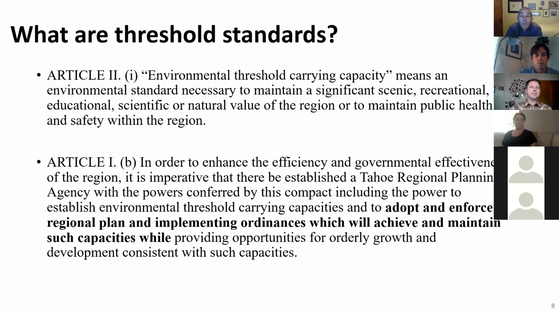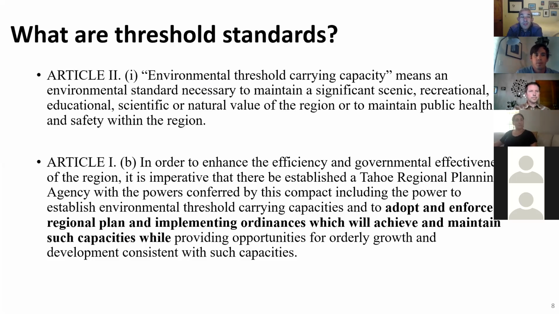So here we're going all the way back to the bi-state compact that directed TRPA to establish these environmental standards. We refer to them as threshold standards. In the compact, they're formally referred to as environmental threshold carrying capacity, but then defined as an environmental standard. And you can see the compact both defines what these standards are, and then directs their use. So how we're supposed to use these.